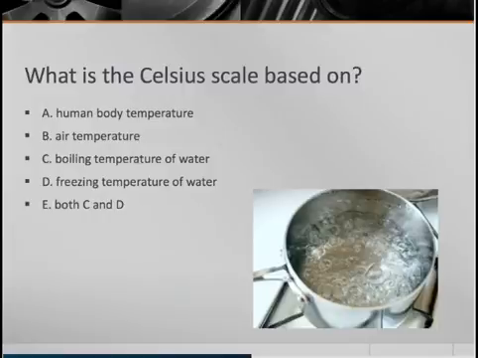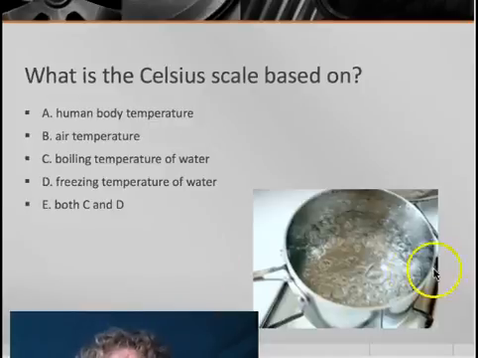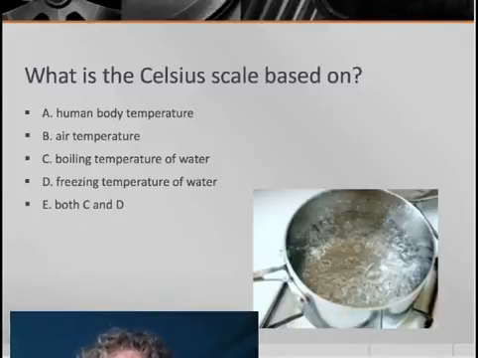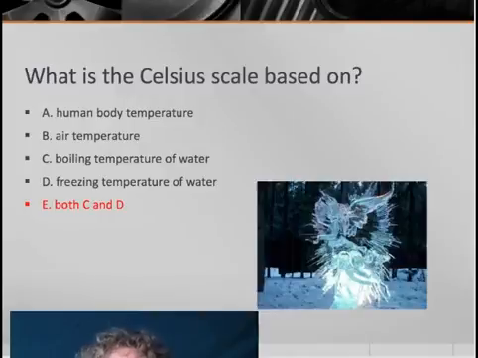What is the Celsius temperature scale based on? Here's a hint right here. There's actually 2 things it's based on, which kind of gives away the answer. It's both C and D, the boiling temperature of water, which is 100 degrees Celsius, and the freezing temperature of water, which is 0 degrees Celsius.